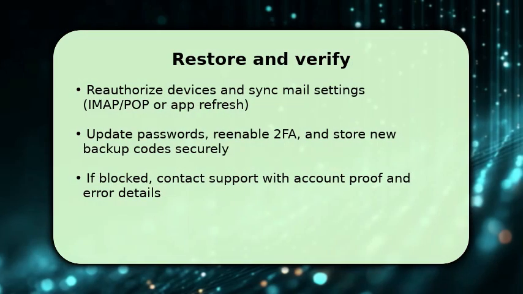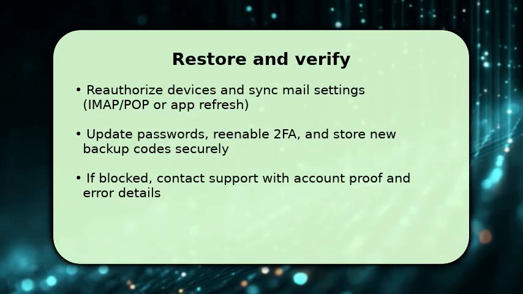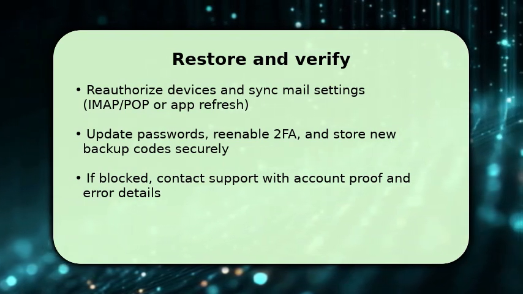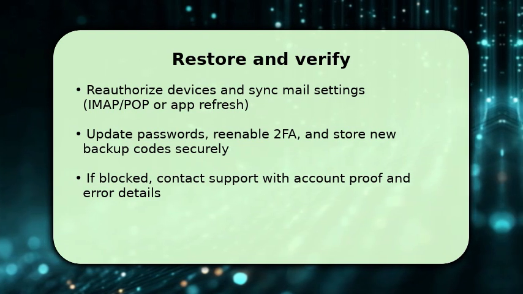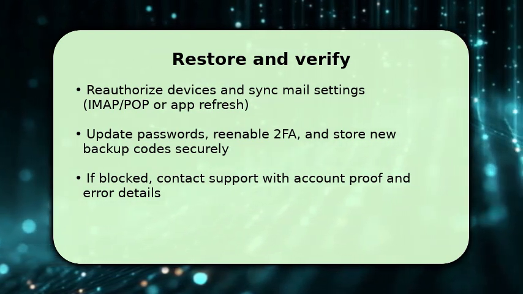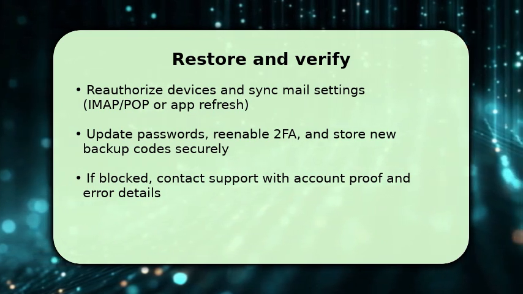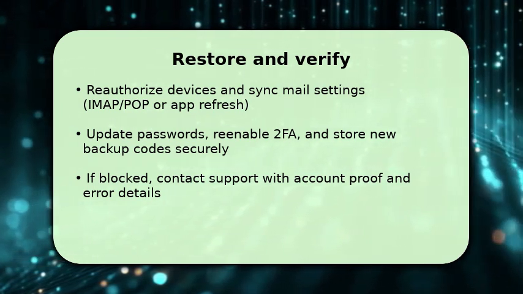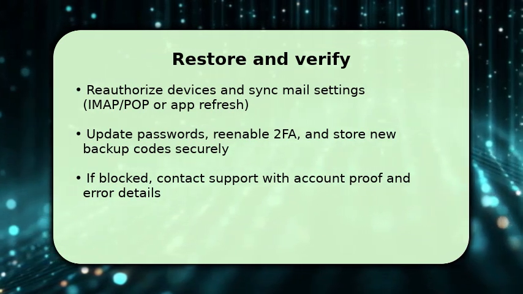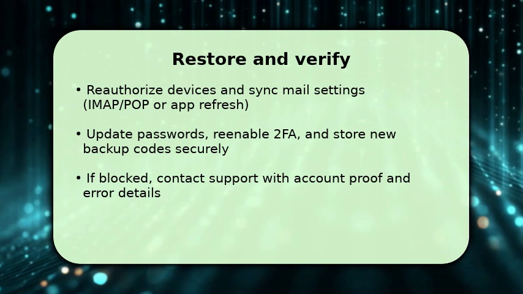Finally, once you regain access, reauthorize the device and sync your email. Check IMAP/POP settings or reopen the email app and allow full sync. Change the password to a new strong one, re-enable two-factor authentication, and save new backup codes in a secure location. Make sure mailbox folders and labels reappear. If messages are missing, check server settings and trash/archive.